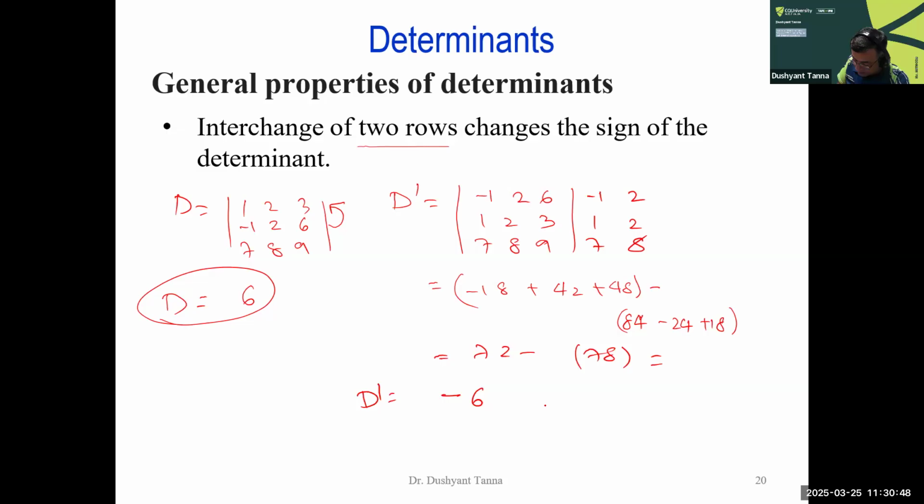So D dash is minus 6, so D dash is minus D. If you swap rows, you get a negative sign. It changes the sign of the determinant. Simple one. Okay.